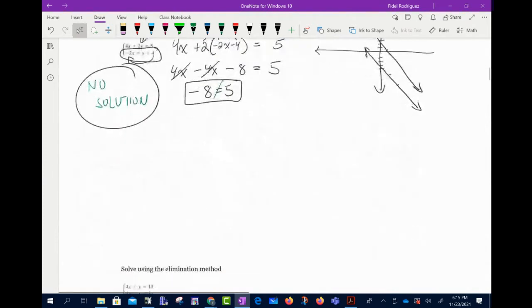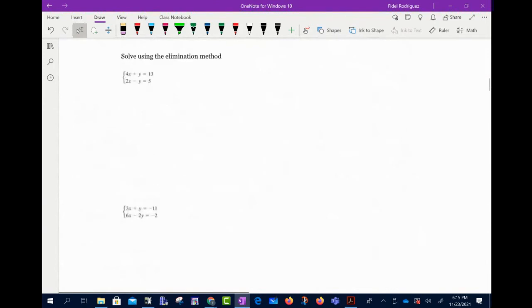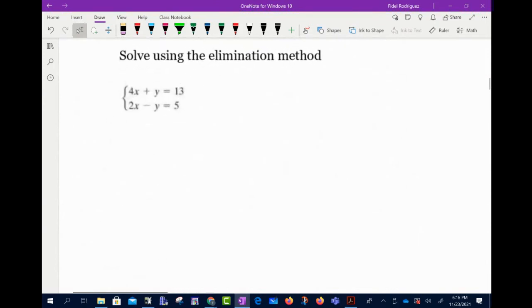So now let me move down a little bit further. Okay, so now we have another way we can solve these things, and it's called the elimination method. And so the elimination method says we're going to try to eliminate one of the variables, either the x or the y. And the way we're going to try to do this is we want to get the same number in front of the x or the same number in front of the y, but we want them to have opposite signs.